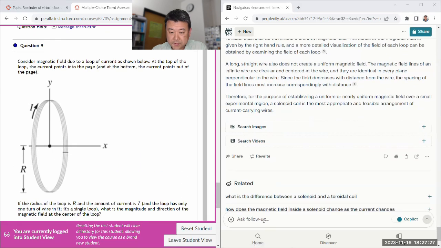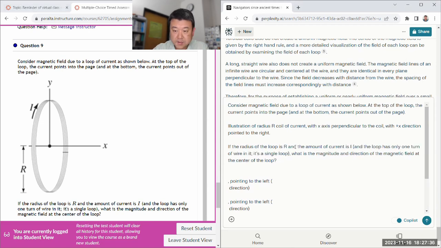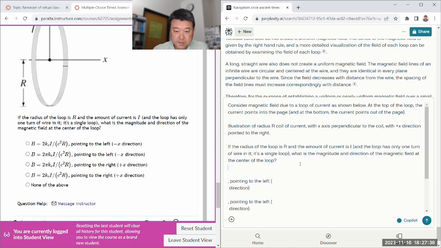Right. Let me paste in 9. Yeah, constant magnetic field illustration. Okay, loop is R and the current is I. And what is the... okay. B is equal to 2KEI over C squared R.